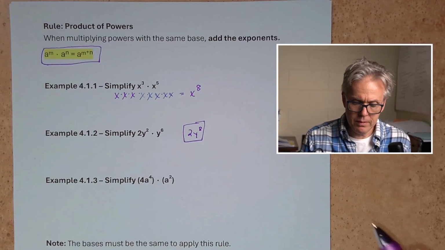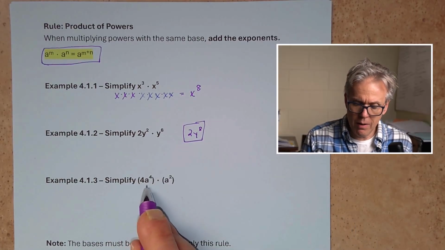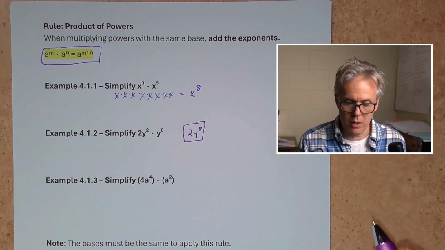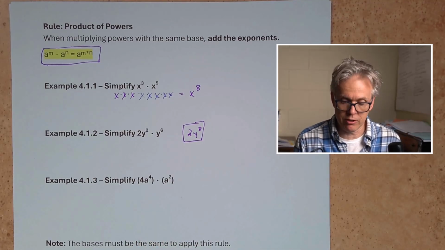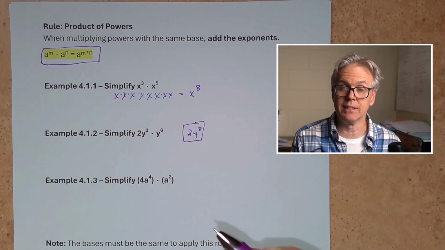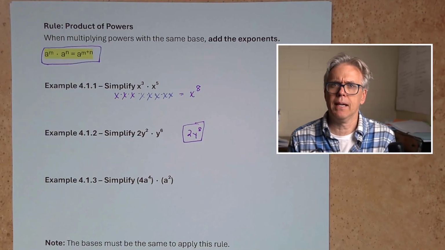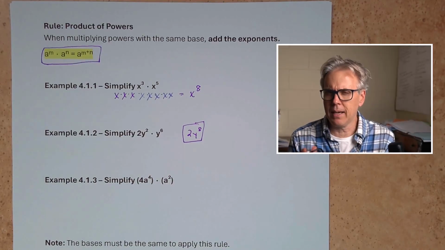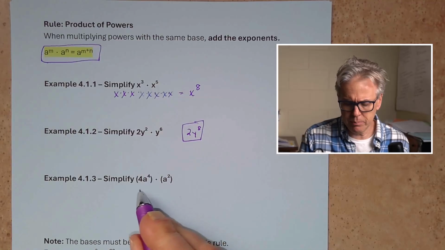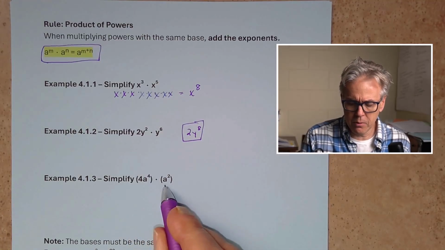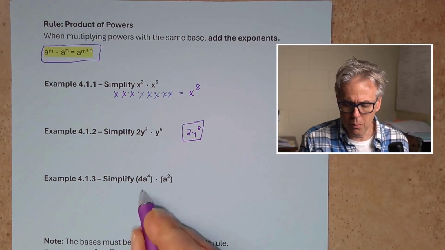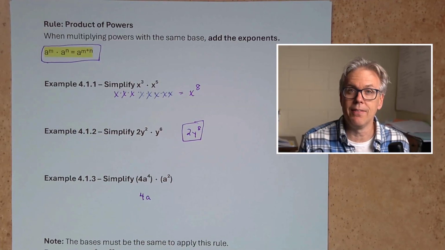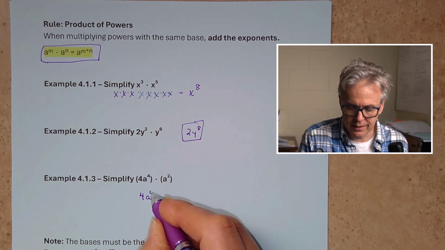What about example 413? 4a to the 4th times a squared. Really no difference here, just the parentheses sometimes throw students off. We really didn't even need them on something like this. They do sometimes show up in problems when they get a little more complicated, maybe multivariable terms. So it's going to be 4a, and then they're like bases, so I can go ahead and add those exponents together, and I'll get a to the 6th.